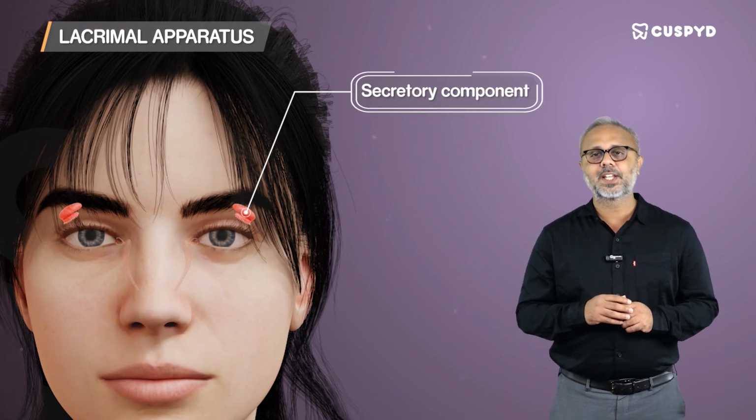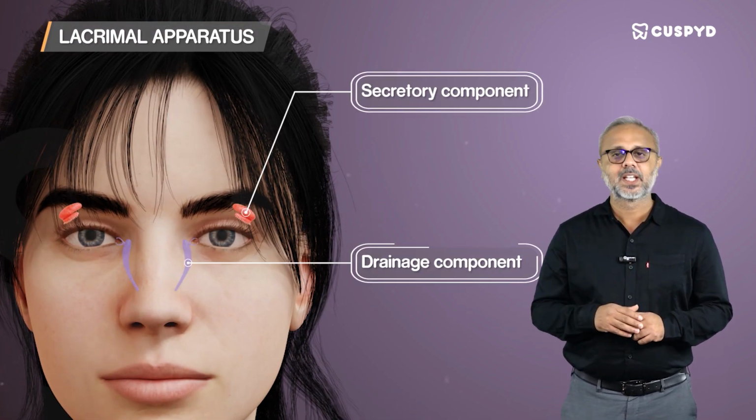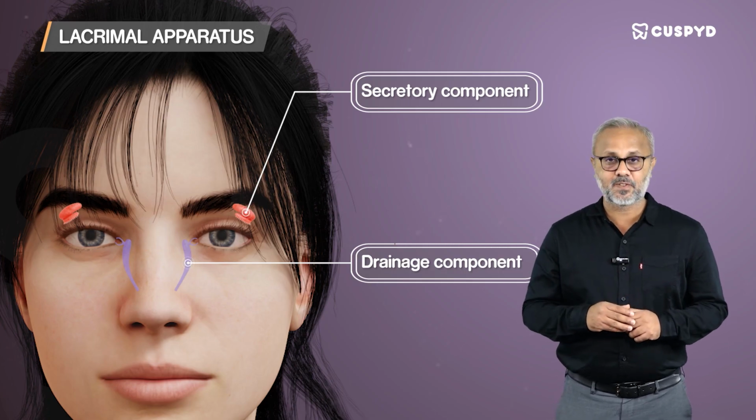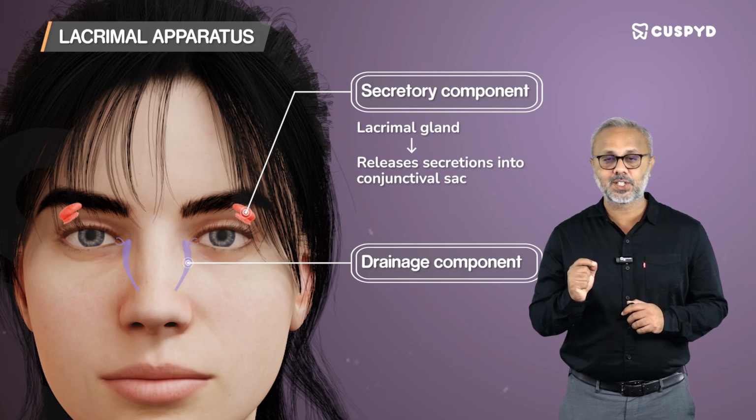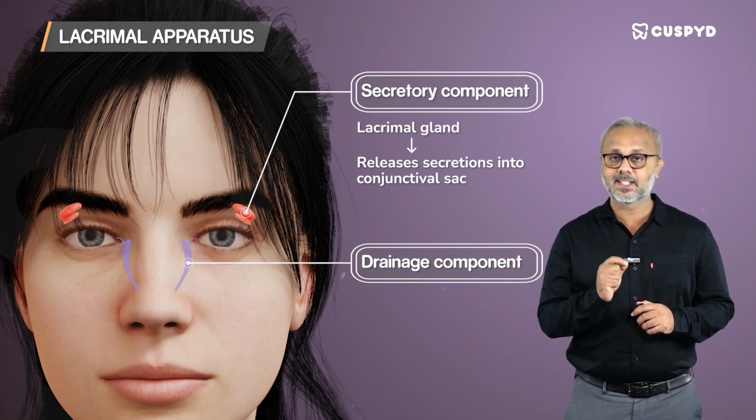The lacrimal apparatus includes two distinct components. One is the secretory component and the other one is the drainage component. The secretory component is mainly formed by the lacrimal gland, which releases its secretions into the conjunctival sac.